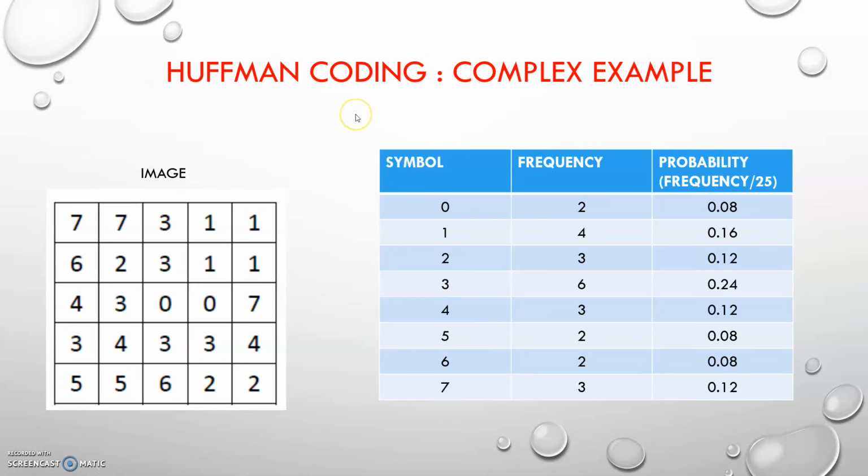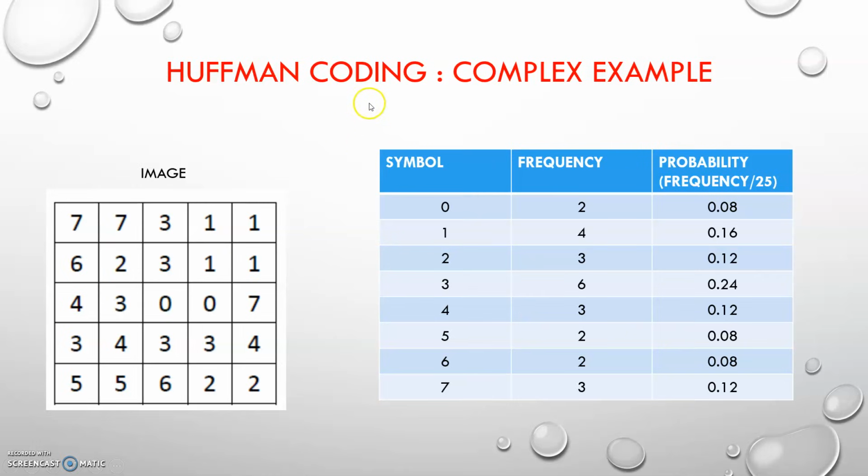So this is a real example, more close to what we actually do. This is a 5 cross 5 image given to me, and this is how we'll be doing it practically. These are the intensity values given over here. If you observe, we have intensity values ranging from 0 to 7: 0, 1, 2, 3, 4, 5, 6, and 7. This is the only thing given to me, and we are told to apply Huffman coding and try to compress the image.